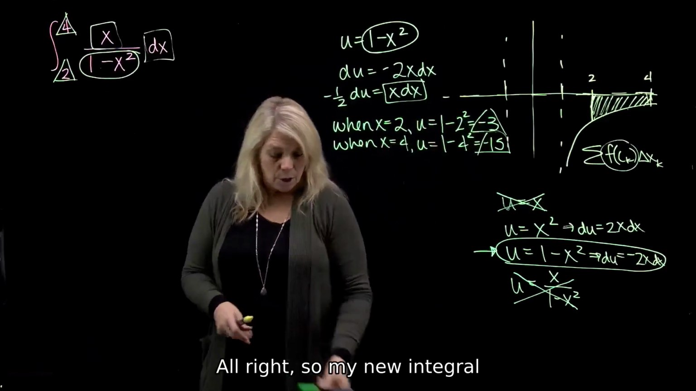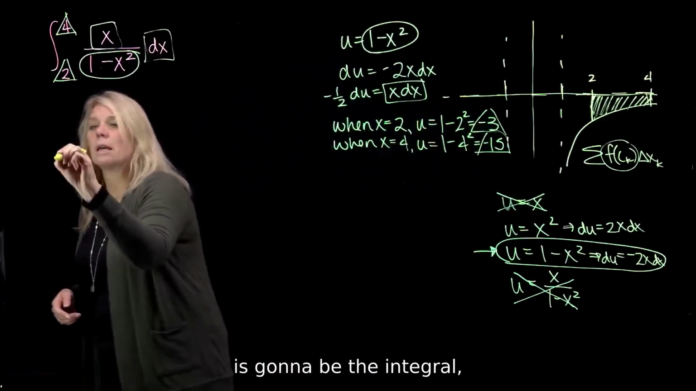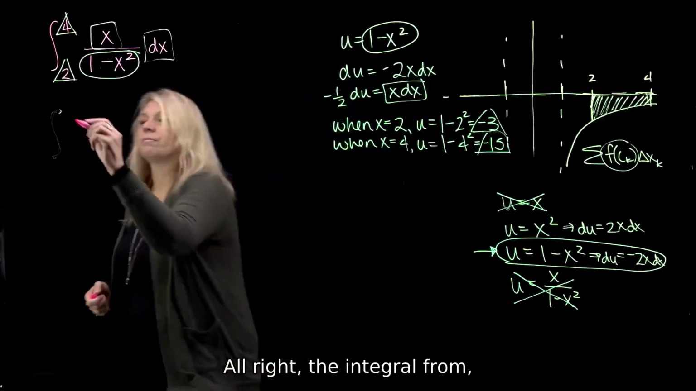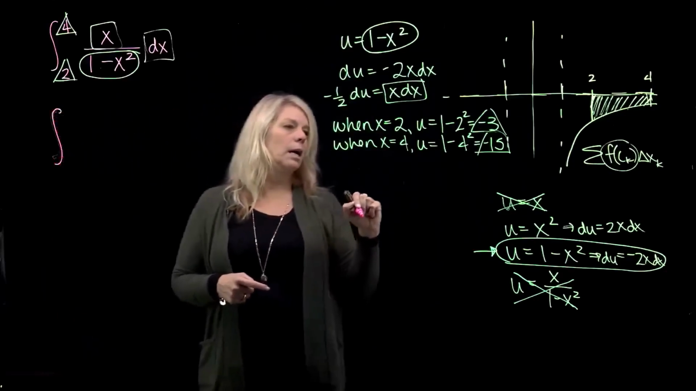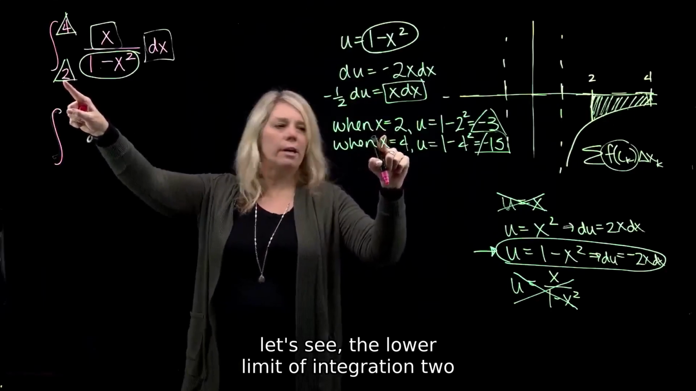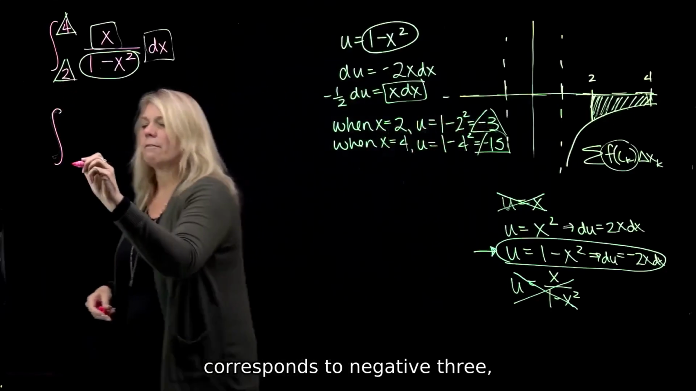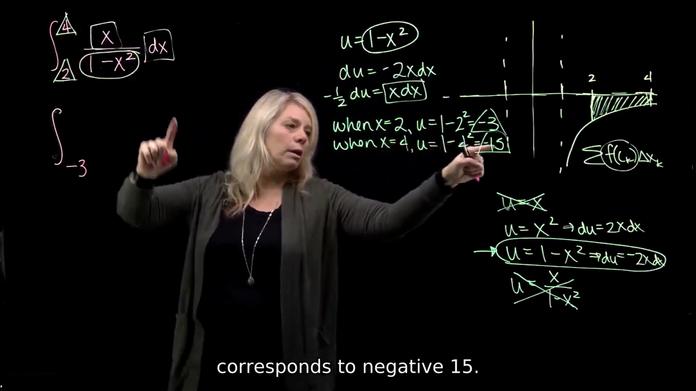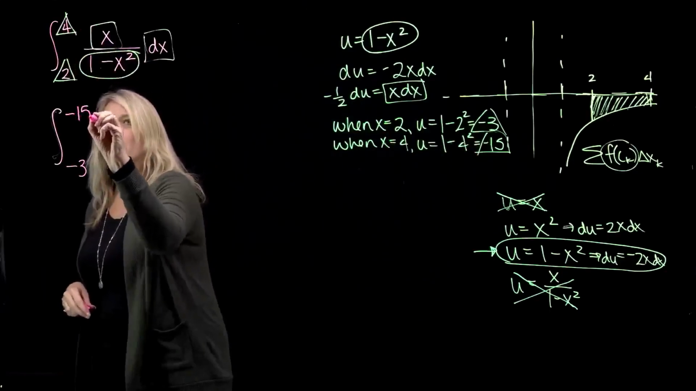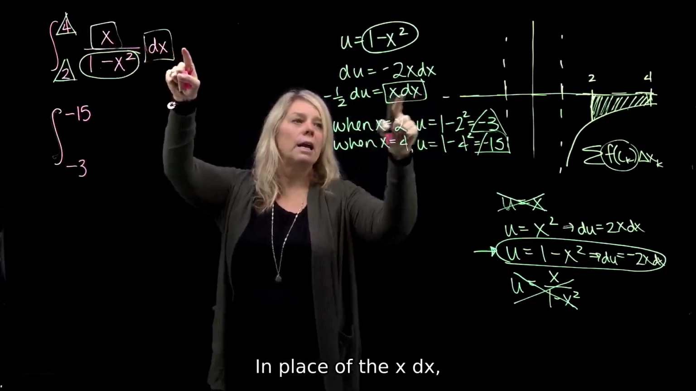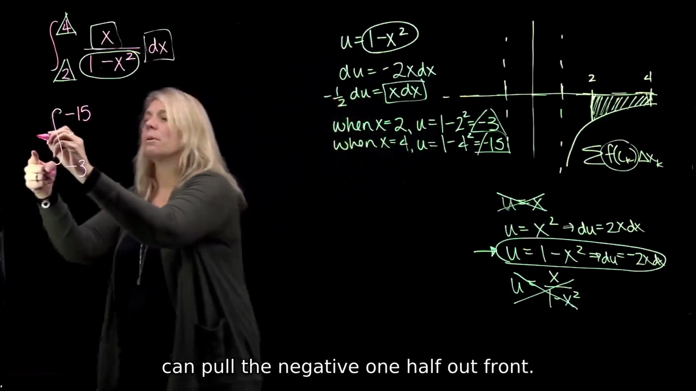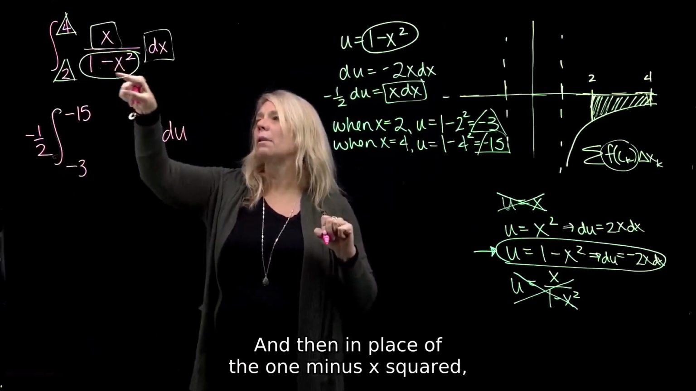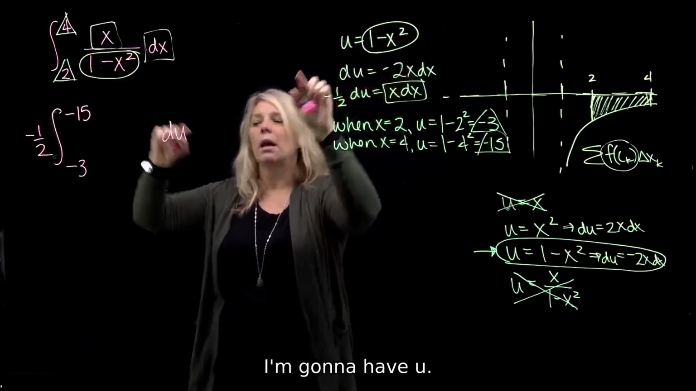All right, so my new integral is going to be the integral from, let's see, the lower limit of integration 2 corresponds to negative 3. So I have to put the right number in the right place. The upper limit of integration 4 corresponds to negative 15. In place of the x dx, I'm going to have negative 1/2 du. I can pull the negative 1/2 out front. And then in place of the 1 minus x squared, I'm going to have u.